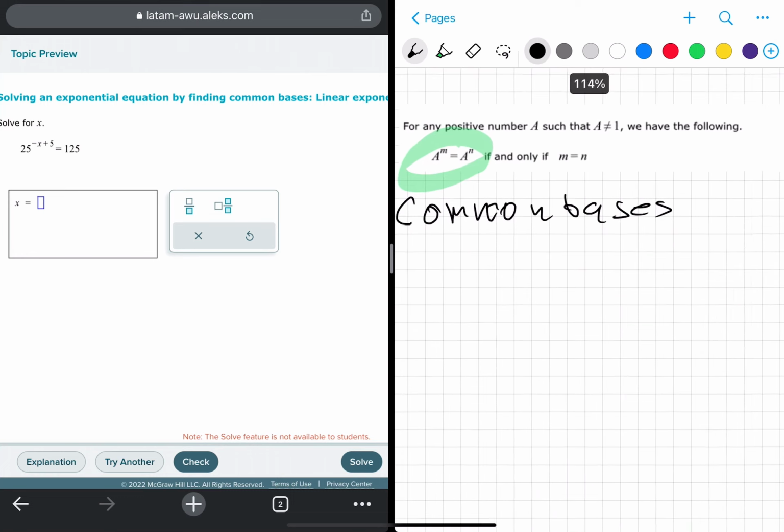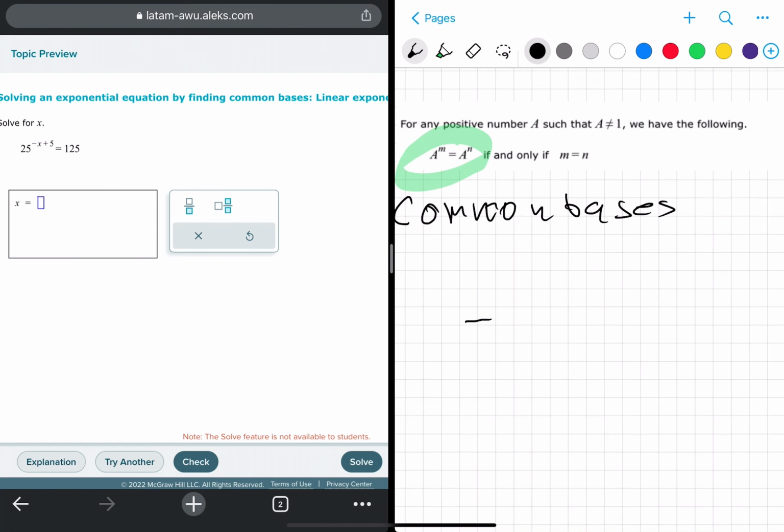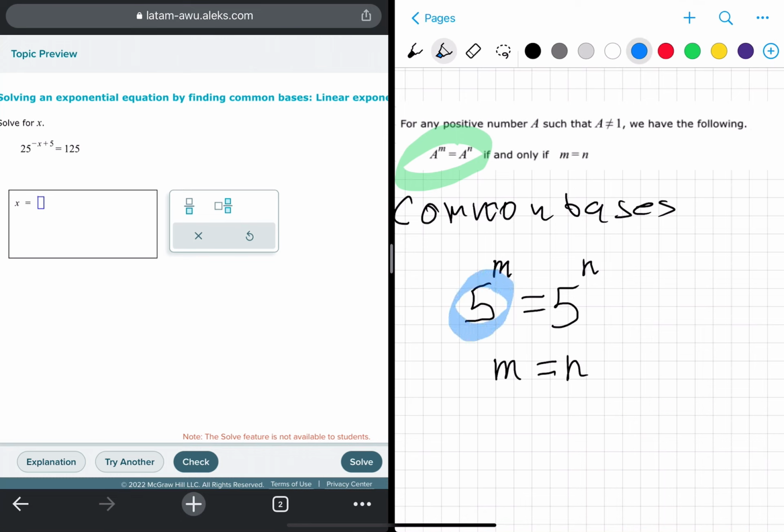Or in simpler words, say you have 5 to the m equals 5 to the n. If you want this equation to be true, you gotta know that m has to be equal to n. There's no other way in which this is true. So, anytime you have common bases, that means when you have the same base on both sides of the equality, you can get rid of those bases and continue working only with exponents.